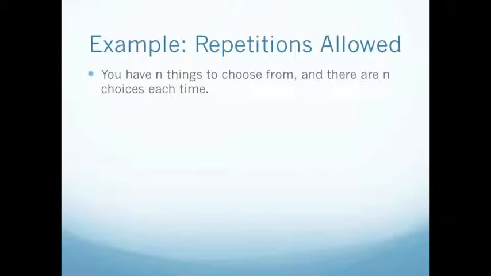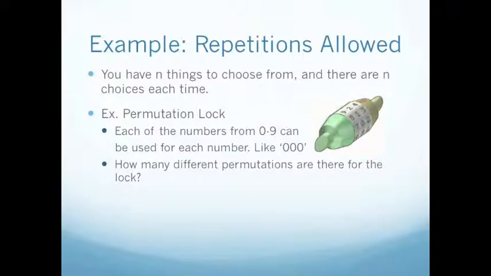For example, repetition is allowed when you have n things to choose from, and there are n choices each time. So the number of choices does not decrease as you choose. For example, we have a permutation lock. Each of the numbers goes from 0 to 9, as we can see here. And something like 0, 0, 0, 1, 1, 1, 2, 2, 2, 3, 3, 1, with repeated digits, that's allowed because we can have those combinations on our lock.